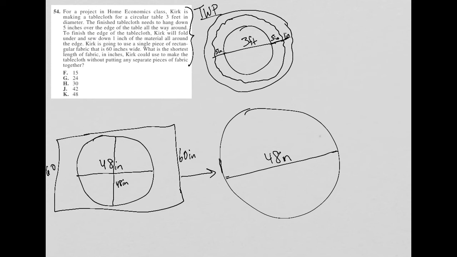So let me just make sure I understand the question again. Kirk could use, what is the shortest length of fabric? So we're looking for this length. Okay, so let's just figure this out. I'm assuming this is in inches. Yes, what is the shortest length of fabric in inches? So that was a good idea to get rid of this 3 feet and turn it to 36 inches. So I want 48 inches across. So 15 is too short, 24 is too short, 30 is too short, 42 is too short. 48 is the right answer, right?